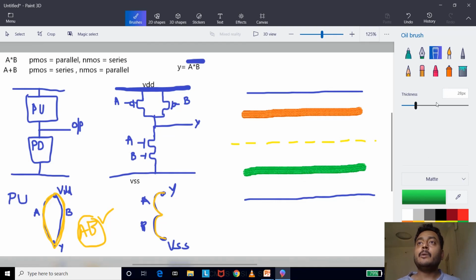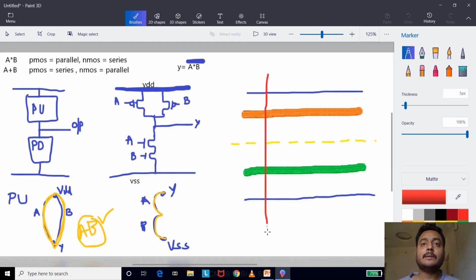Now I'm going to draw the polysilicon. I will use red for the polysilicon. Since I'm using two transistors here, I need two polysilicon lines, one for A and another for B. Draw them vertically, perpendicular to your substrate material. This is one, and you will have another one like this. This will be A and this will be B. This order will be your Euler's path. If you get AB, start with AB here. If you get BA, write BA here.